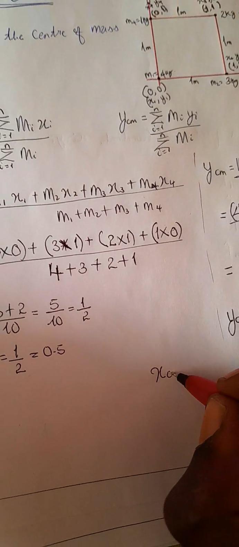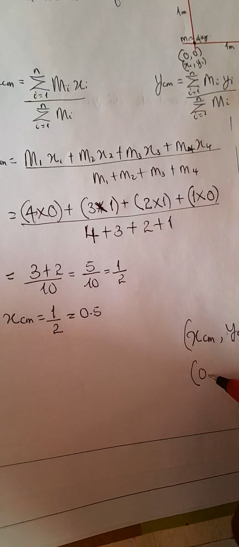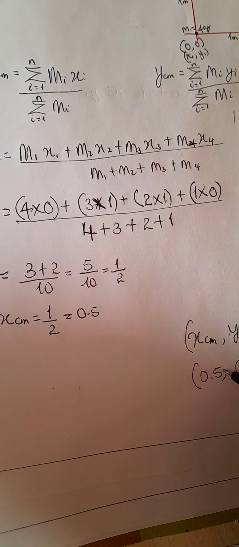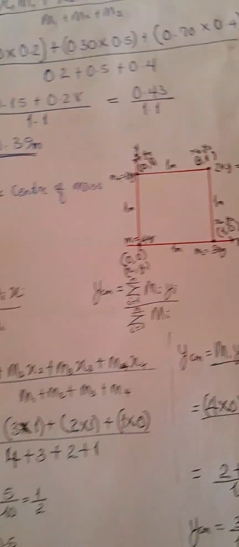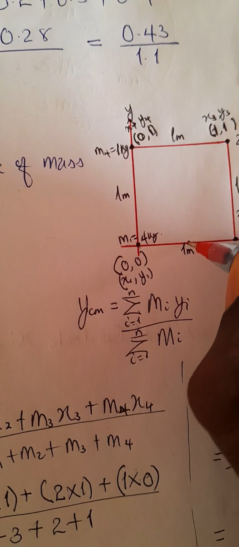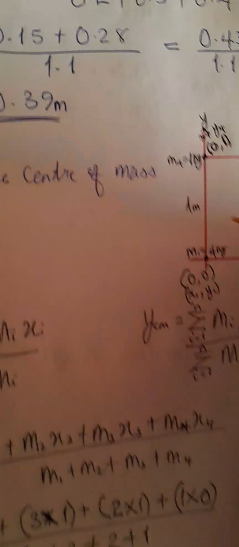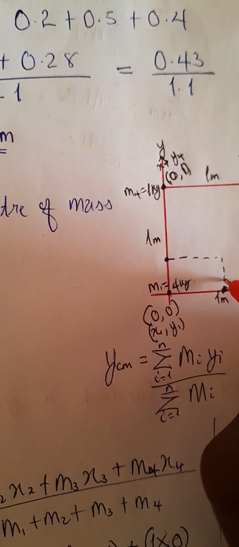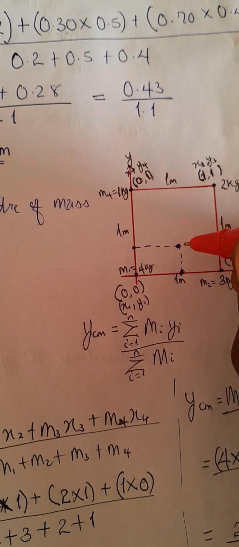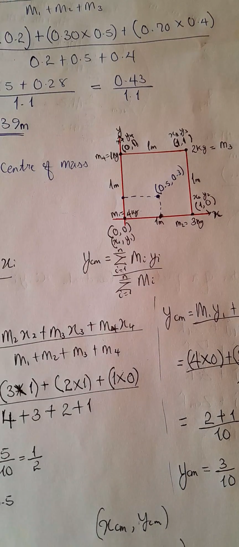So it means that the center of mass, xcm, ycm, is actually 0.5, 0.3 meter. Okay, so let's try and guess where the position will be in our diagram. So x is 0.5. 0.5 should be around this midpoint, and 0.3 for the y-axis should be around this point. So I can just use my meter rule and trace this position. So the center of mass is around this position, which is 0.5, 0.3. And that's all about this question.